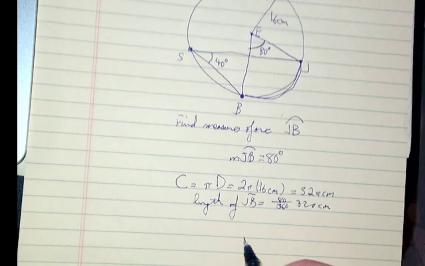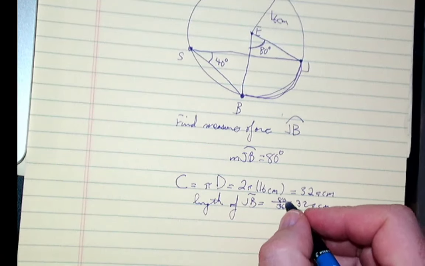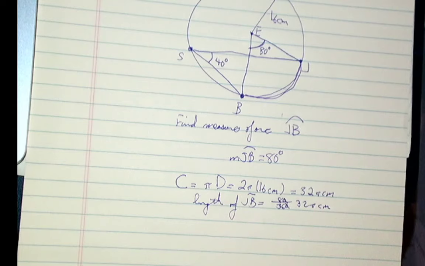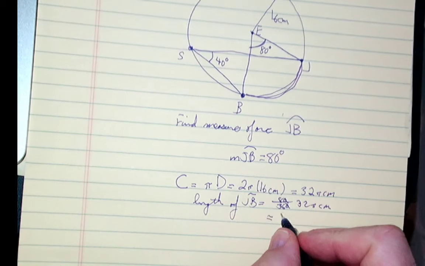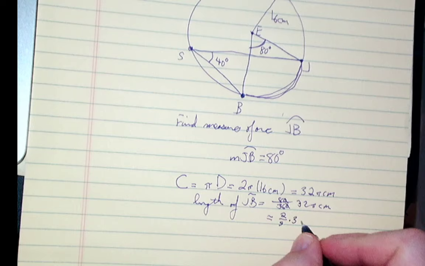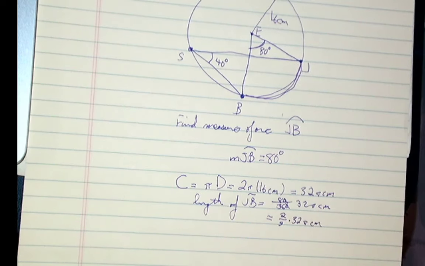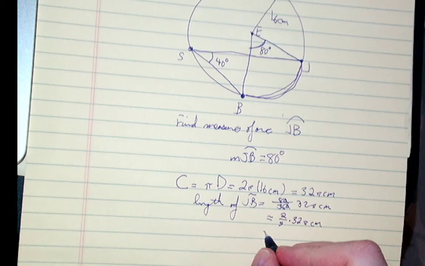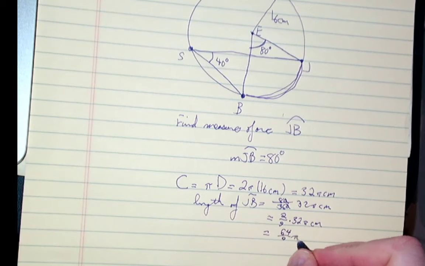This simplifies nicely. 80 over 360 is 8 over 36, which is 4 over 18, or 2 over 9. So that's 2/9 times 32 pi centimeters, or 64/9 pi centimeters.